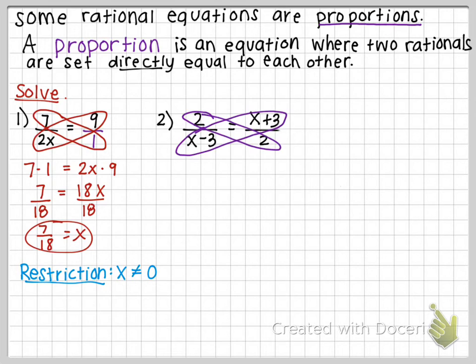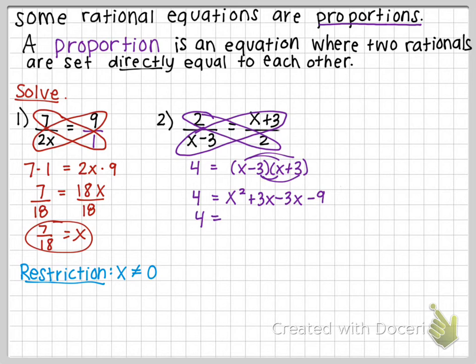by using proportions. So we have 2 times 2 on this side, which is 4, and we have x minus 3 times x plus 3 on the right side. Put an equal sign in the middle, and now we're going to distribute here. So I'm going to bring that 4 down. X times x is x squared. X times 3 is 3x. Negative 3 times x is negative 3x. And negative 3 times 3 is negative 9.